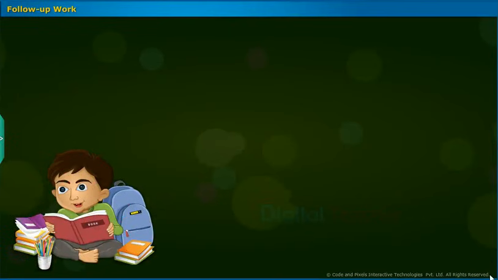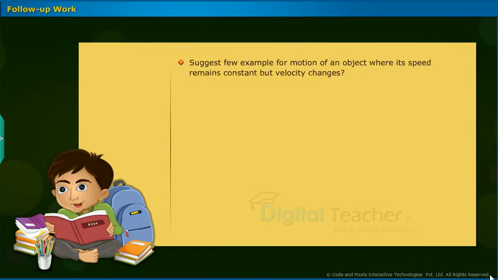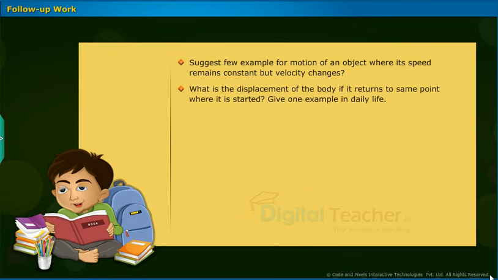Follow-up work. Suggest few examples for motion of an object where its speed remains constant but velocity changes. What is the displacement of the body if it returns to the same point where it started? Give one example in daily life.